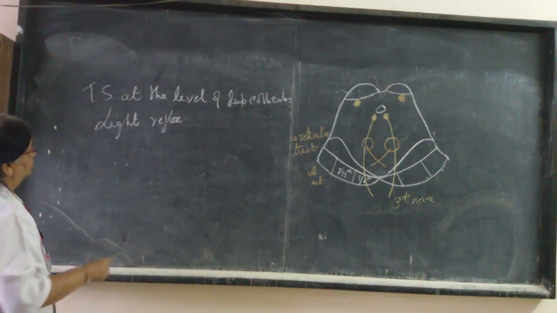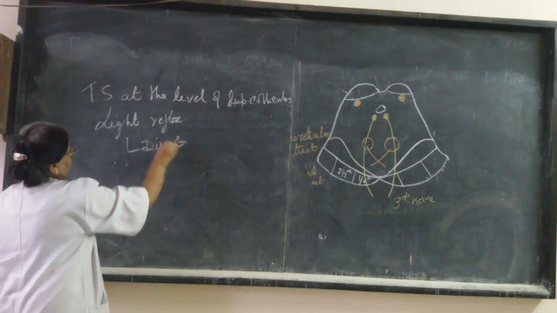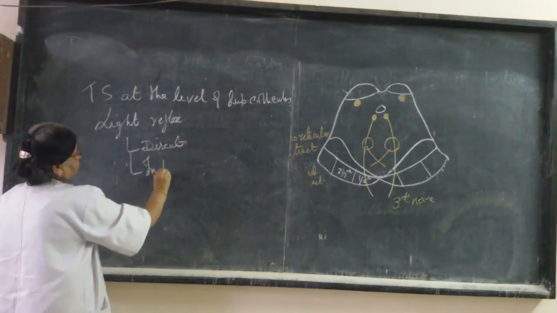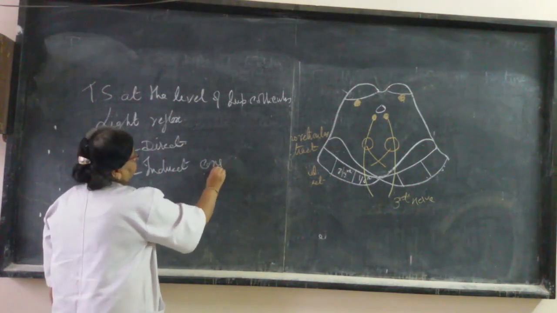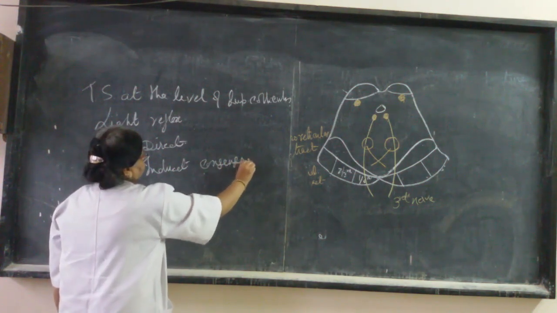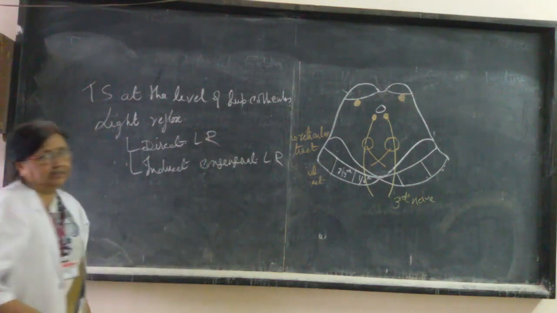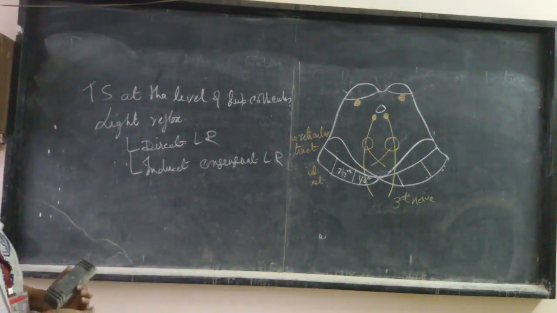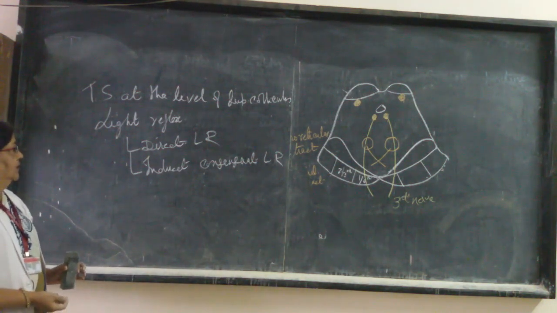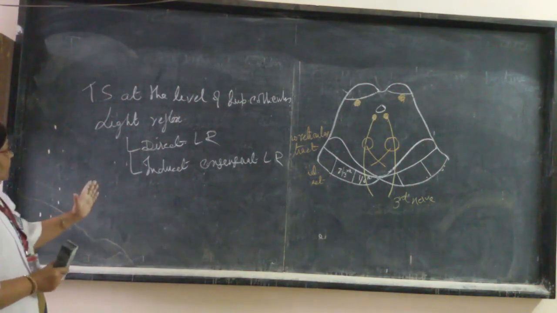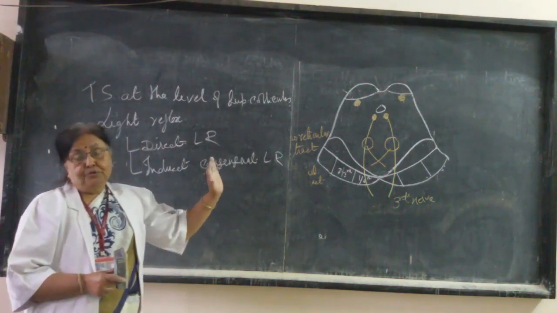The light reflexes are of two types: direct light reflex and indirect or consensual light reflex. Direct light reflex is constriction of the pupil of the same eye on which light is thrown. And indirect light reflex is constriction of the pupil of the opposite eye.